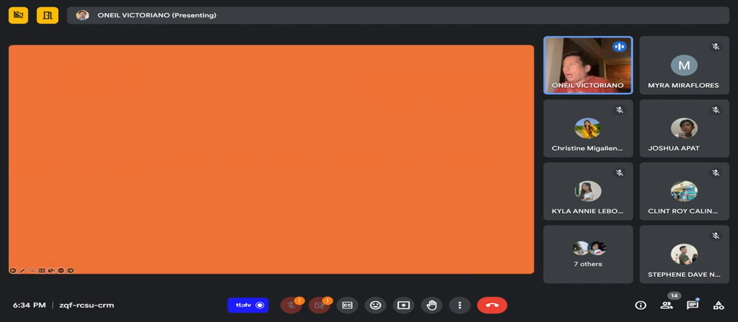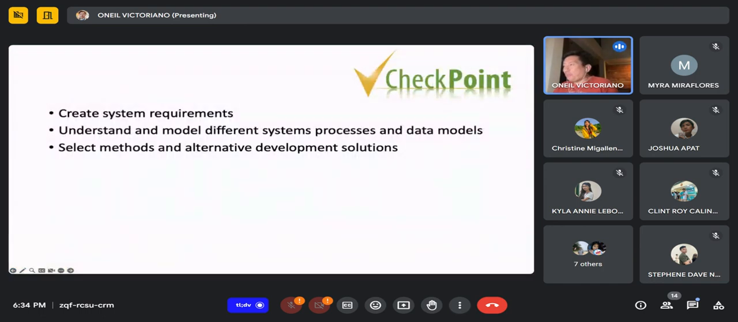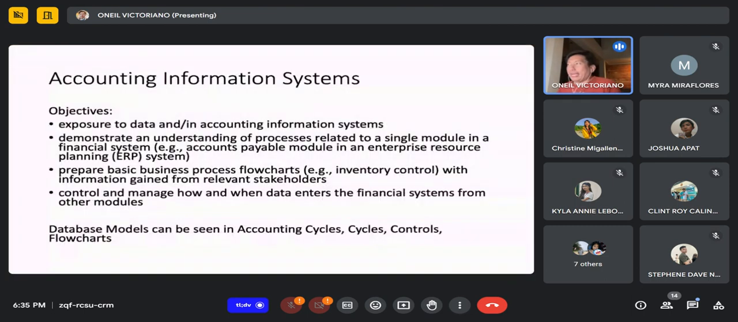So basically, that's the second part of the first part. So that's quite heavy again. No? So let me continue na lang to be able to have the break. No? So the last part of the first part are AIS.